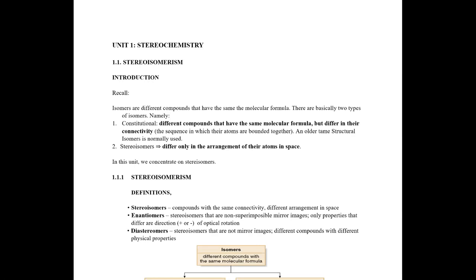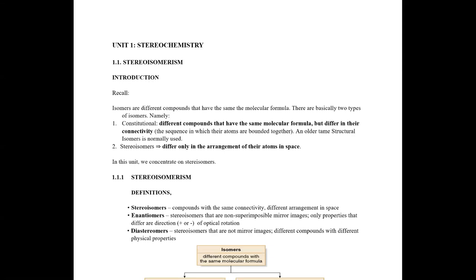When you talk of stereochemistry, we need to do a little bit of introduction. If I recall very well, in junior high school we learned about what an isomer is, isn't it? From our basic understanding, isomers are different compounds which have the same molecular formula.